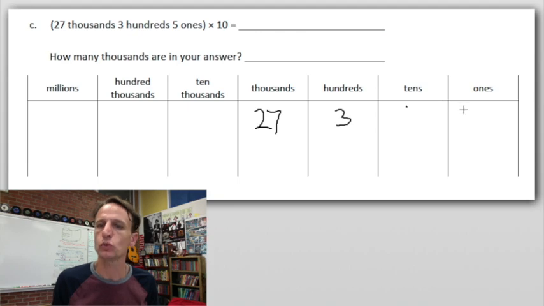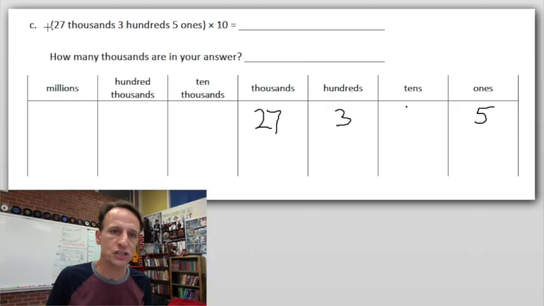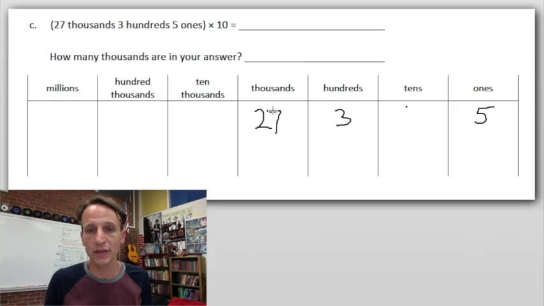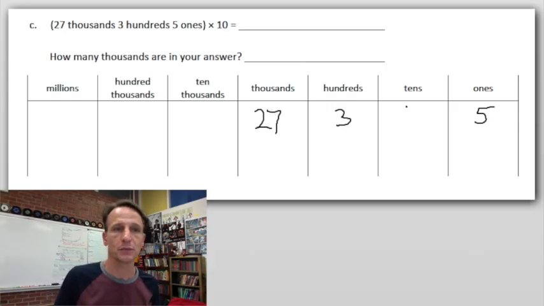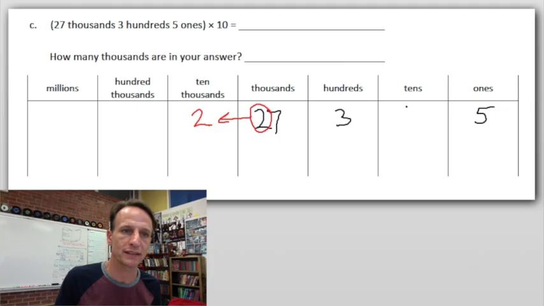Oh, no tens. Ooh, that was close. That's an easy mistake to make. 5 ones. Okay. So now with these 27 thousands, what I can do here is regroup the 20 in the 27 thousands, because if you think about it, that is already kind of over here. That's 20 thousands. So I'm just going to regroup that to start with, even before I multiply by 10.